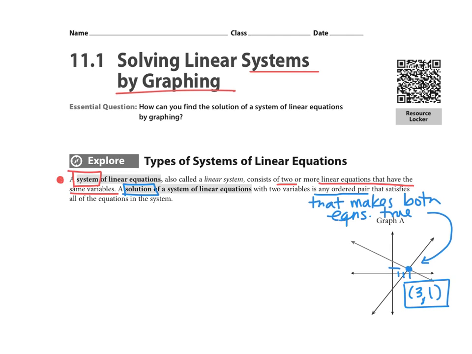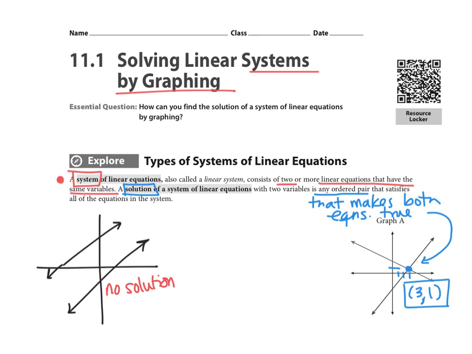There are a few other types of solutions or systems that you might see. So you always have to have two lines. So you could have lines that look like this. Remember, these types of lines have the same slope. And when they have the same slope, because we're looking for the point of intersection, and if you look here, there is no point of intersection, then that means that here we have no solution, because there's nowhere that they're going to meet.